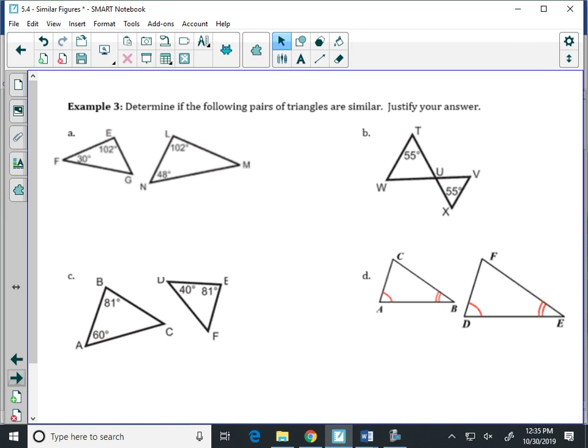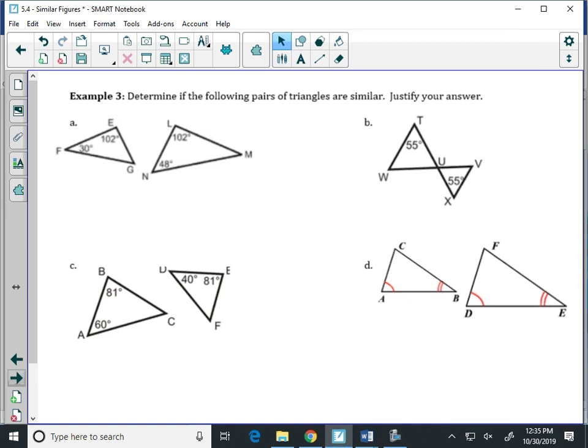So let's apply this. We're going to determine whether the following triangles are similar, and we're going to justify our answer. Your work justifies your answer. So you have to show your work with these types of problems. Okay?